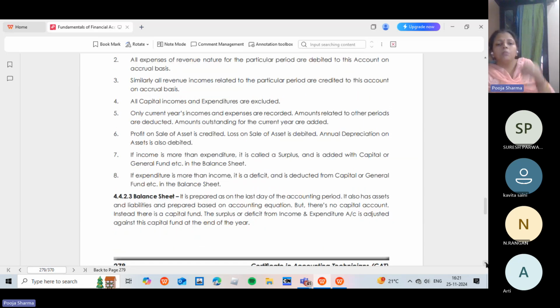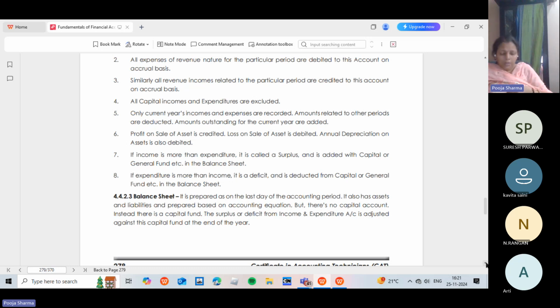Now, if income is more than expenditure, same. If expenditure is more, that is a deficiency. We can't say it's a loss, it's a deficiency. So it is deducted from the capital fund. Same treatment. So that is the basic concept.